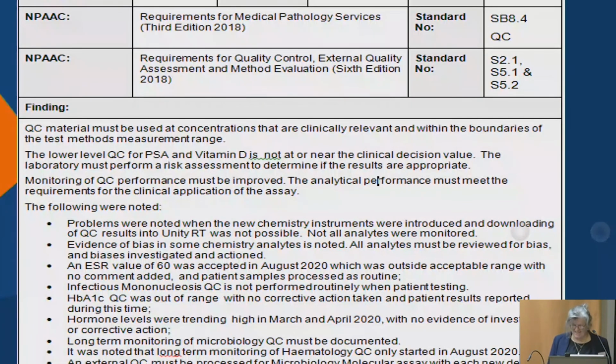Okay, so we've done verification. The next thing we're going to look at was QC. So there was no long-term monitoring of QC for micro or haematology. So the picture's building, and by the looks on your faces, you're all in complete shock. But yes, it was an actual lab. The report was 56 pages. I've made some changes, obviously, to protect privacy, etc. But it did get pretty scary.